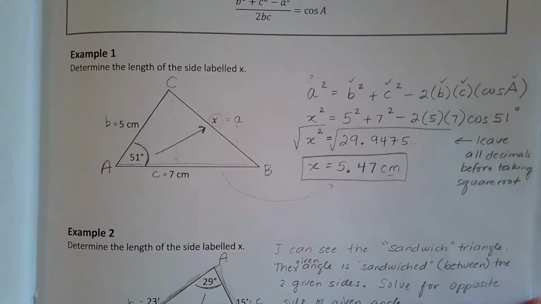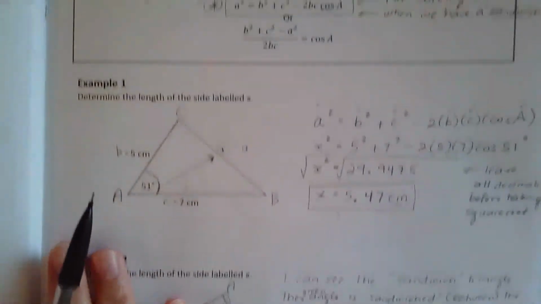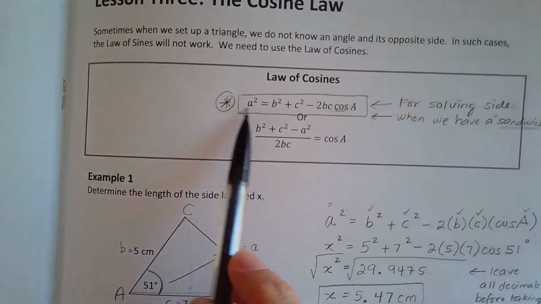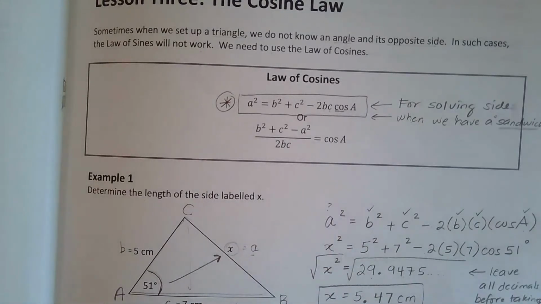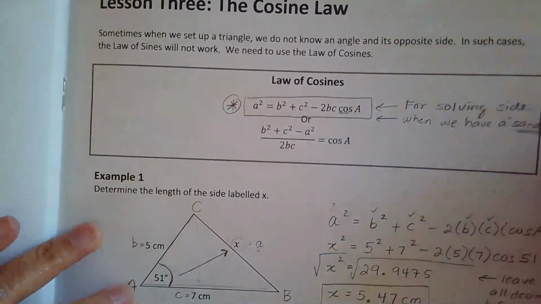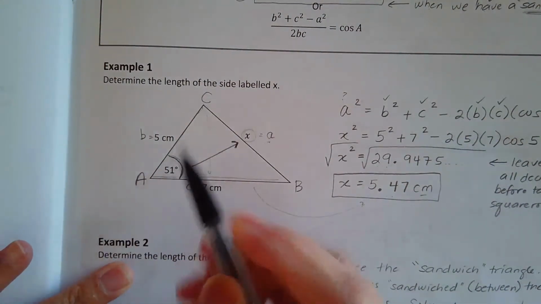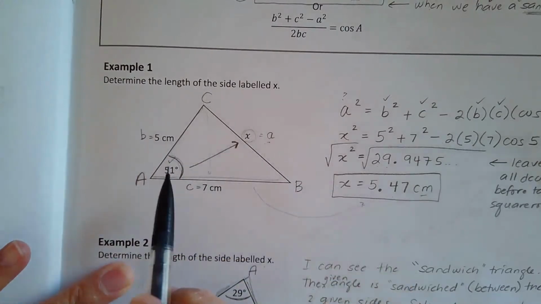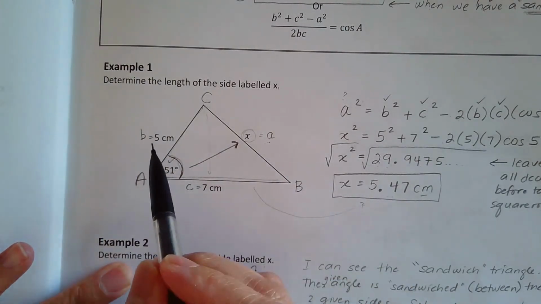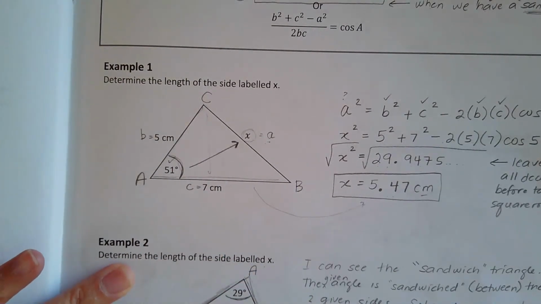I said there's a way for us to figure out that we're going to use this. There's a little trick that I said last time: look for a sandwich. And what does that mean? It means that the given angle, something that you know, has to be sandwiched between two given sides. So that's a way to figure that out.